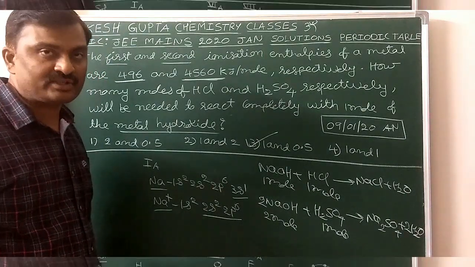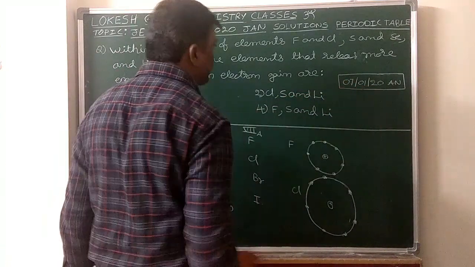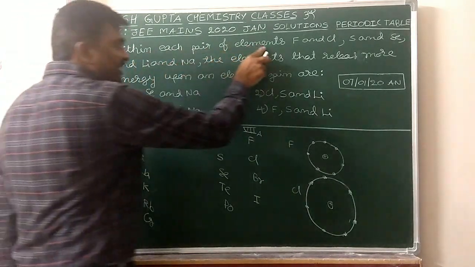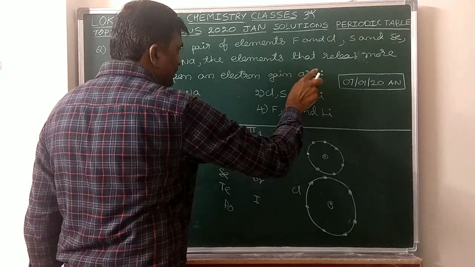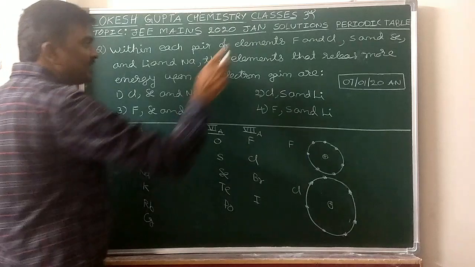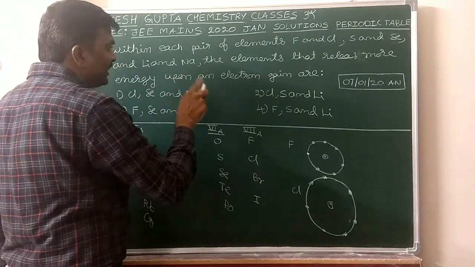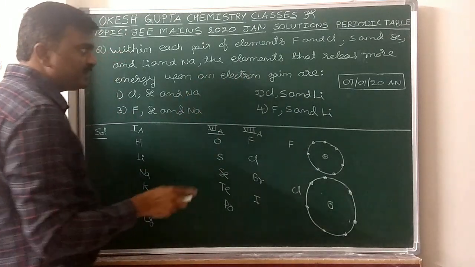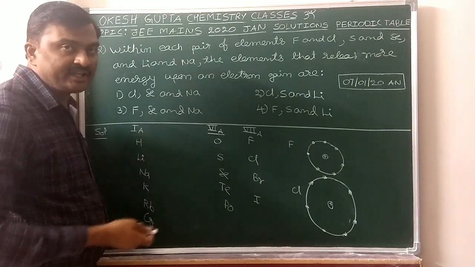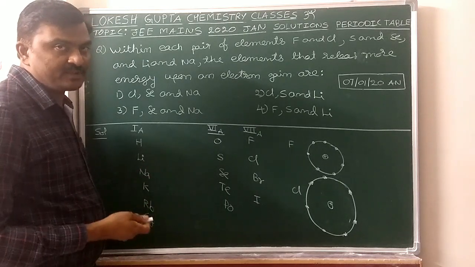Now come to the next question. This question was given on 7th January afternoon. Now the question is, within each pair of elements, fluorine and chlorine, sulfur and selenium, lithium and sodium, the element that releases more energy upon electron gain is. It means from each pair of elements, for which element is the electron gain enthalpy or electron affinity highest.